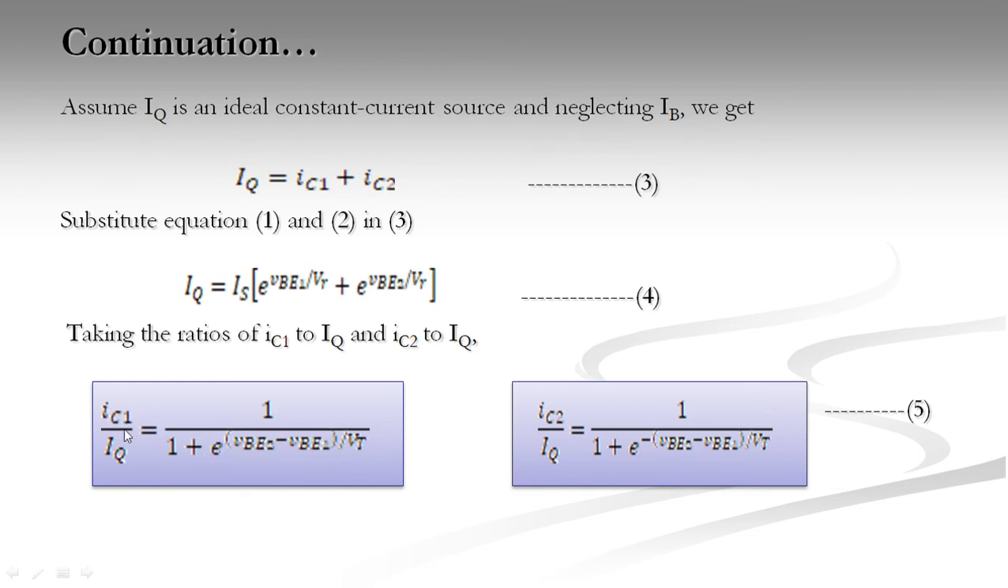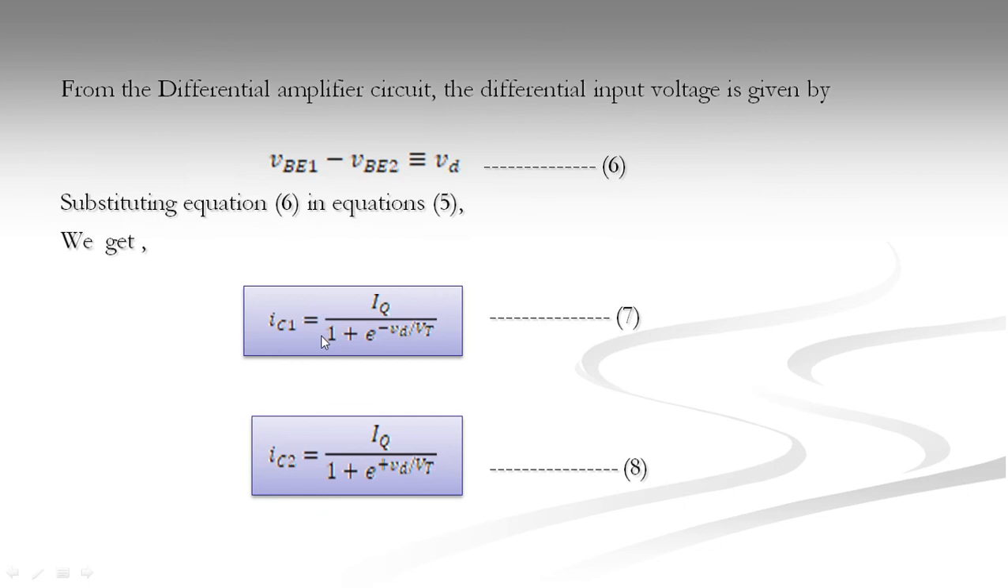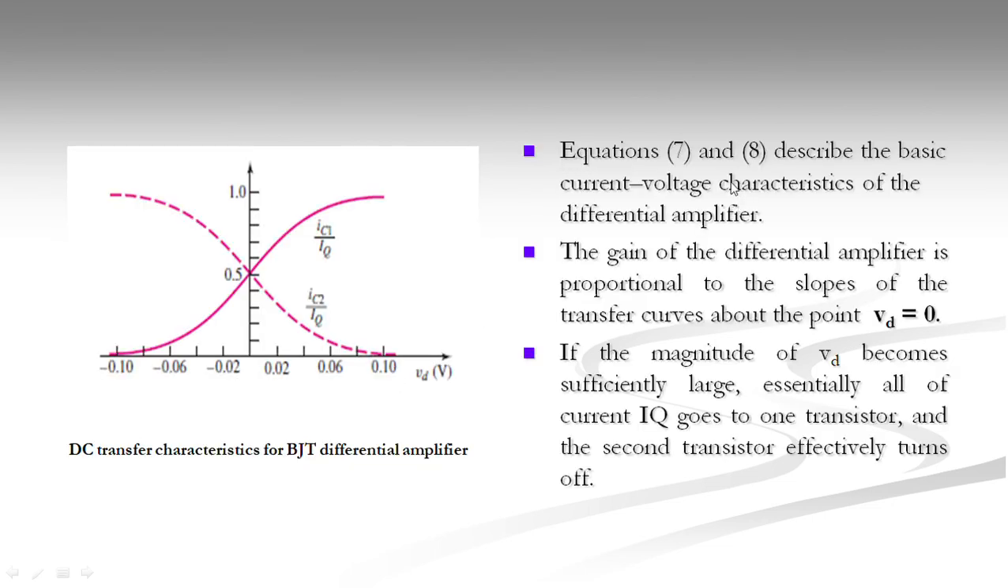So this IC1 divided by IQ term can be written as IC1 equal to IQ divided by 1 plus e power minus Vd divided by Vt, and IC2 can be written as IQ divided by 1 plus e power plus Vd divided by Vt. These two equations show a relation between IC1, IC2 and Vd. From these two equations, we can tell that equations 7 and 8 describe the basic collector current characteristic of a differential amplifier.